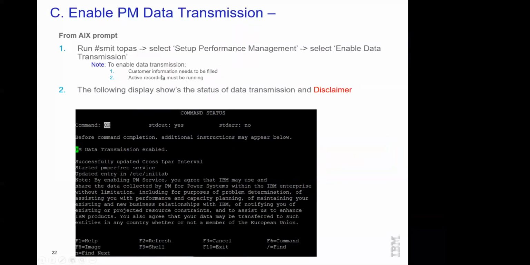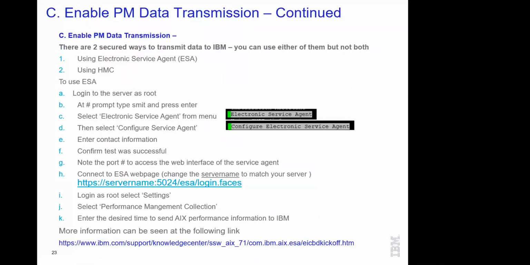These are the steps given, and when you start it, you get the disclaimer that you accept, and this tells you how the data will be used within IBM. You accept it, and then press enter to go forward. And then follow the information. As I mentioned previously, there are two ways to send data, using electronic service agent and using HMC. So these are the steps given if you are using electronic service agent.